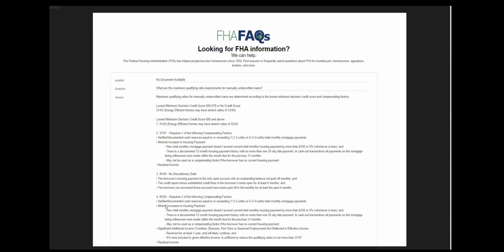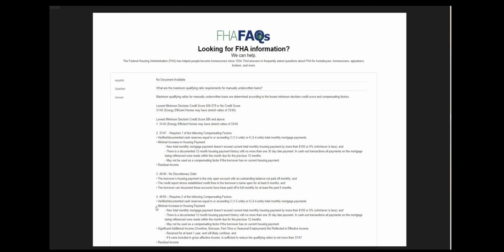The fourth scenario allows for a 40% front end DTI and a 50% back end DTI. This requires two of the following compensating factors, and the first and the second are the same as the compensating factor details in the scenario number 2. And that is compensating factor 1, that you have verified documented cash reserves equal to or exceeding 3 months or 6 months of monthly mortgage payments, 3 for a 1 to 2 unit property, and 6 monthly payments for a 3 to 4 unit property.